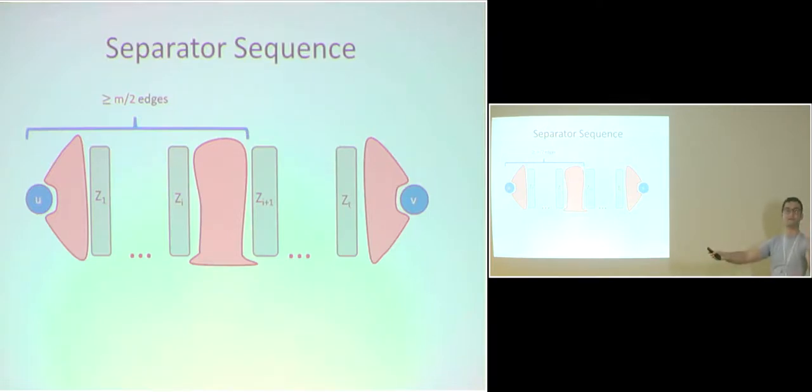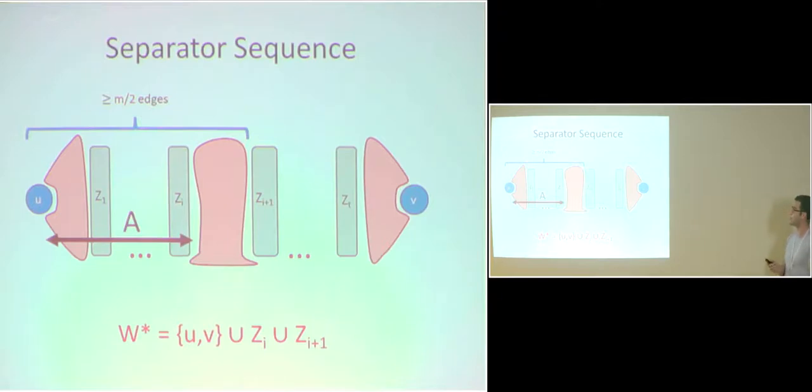Stop at that point. Okay? Then I'm going to define W star to be U, V, this separator where I stopped, and the previous one. Okay? Now, let me define 3 sets.